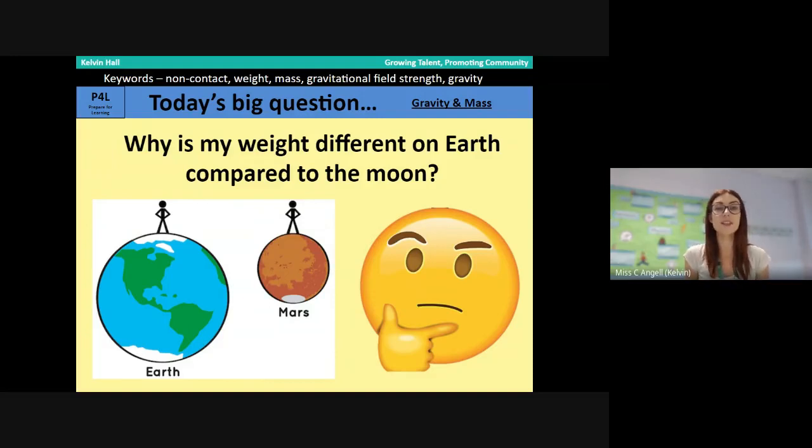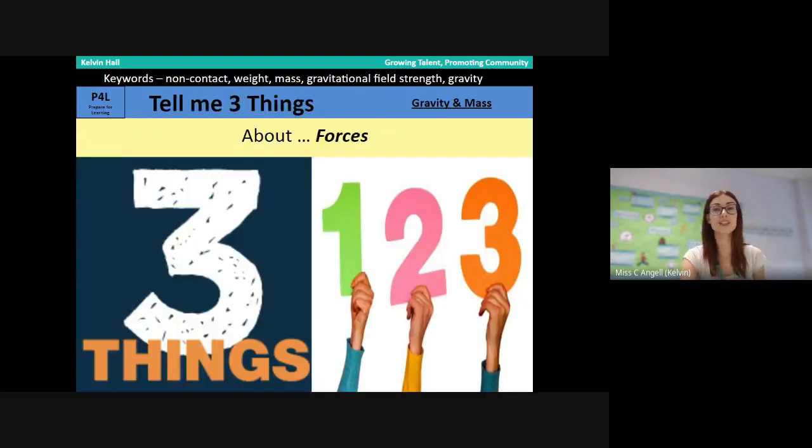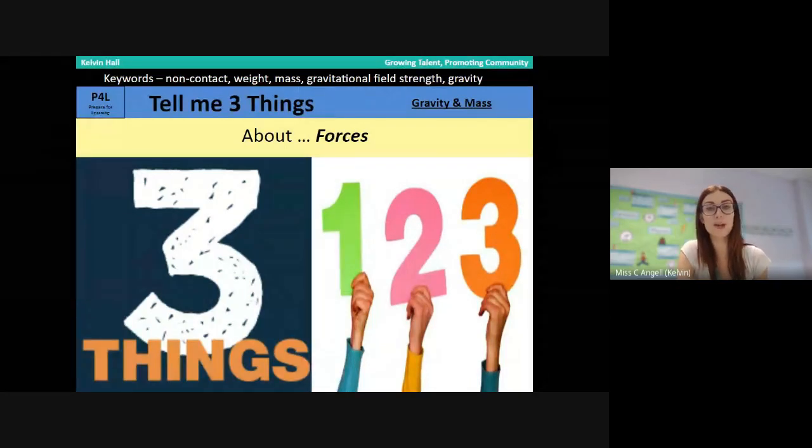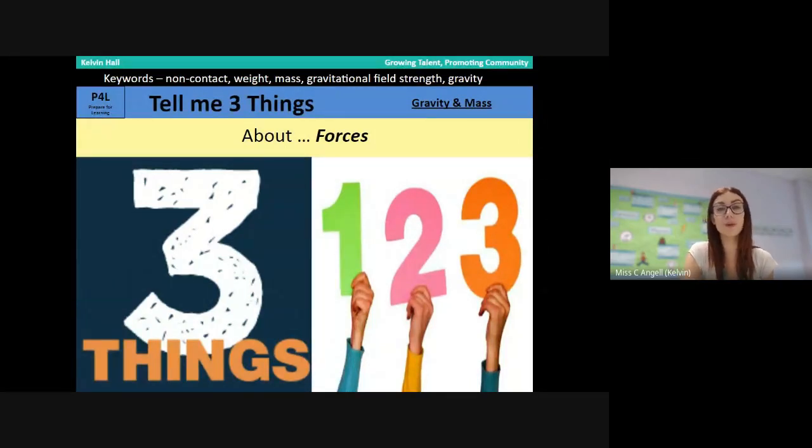So by the end of today's lesson, we aim to answer today's big question. Why is my weight different on Earth compared to the moon? Now, to get you in the physics feel, I would like you to write down 3 things that you know about forces. It might be what forces are, some names of them, or what they do. Write them down on your piece of paper, and your teacher can pause this presentation and take some feedback.